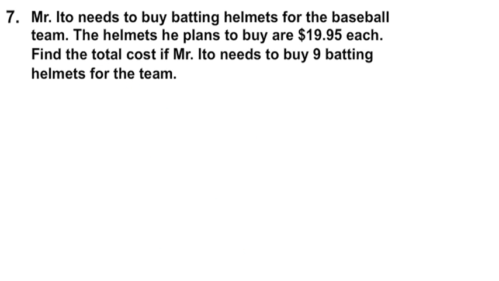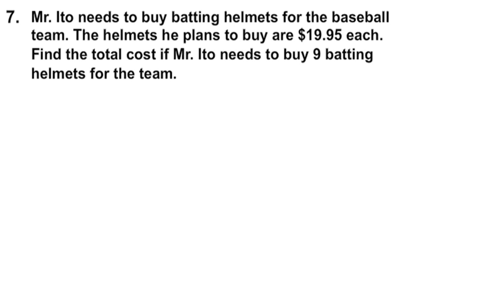Okay. I'm going to do two word problem examples where you're going to be using the distributive property in real life. So example 7 is Mr. Ito needs to buy batting helmets for the baseball team. The helmets he plans to buy are $19.95 each. Find the total cost if Mr. Ito needs to buy 9 batting helmets for the team.